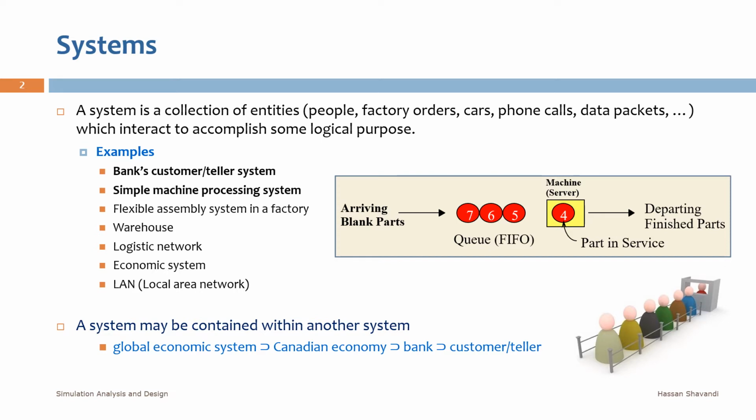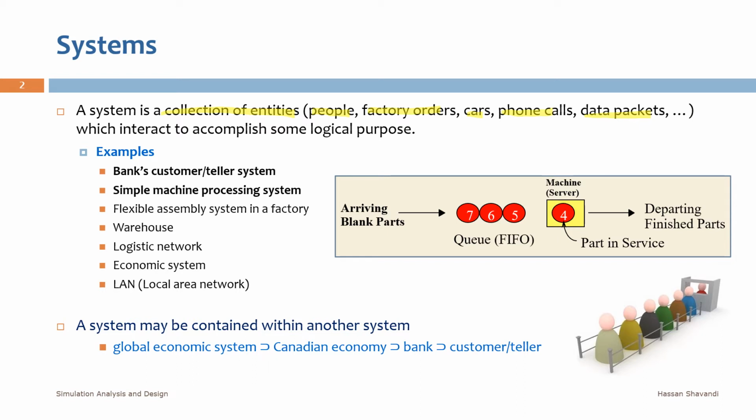When we talk about a system, we mean a collection of entities. Entities could be people, factory orders, cars, phone calls, data packets, and so on, which interact to accomplish some logical purpose. Usually a system is a set of entities that interact with each other in order to accomplish some logical purpose, the purpose of that system.